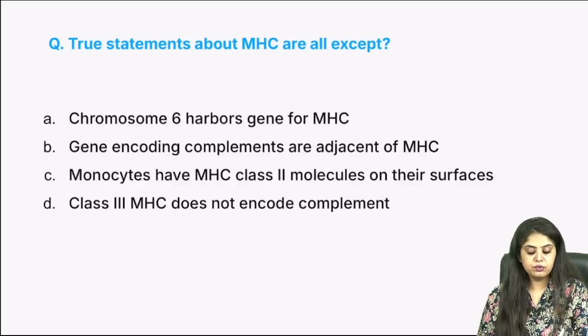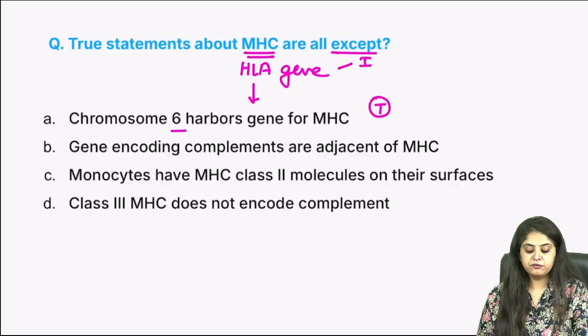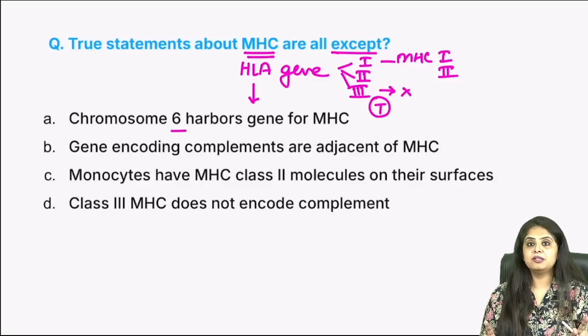They've asked you what is true regarding MHC. All are true except, and as I go through it, MHC is going to be made up by a gene that is known as the HLA gene, which is present on chromosome 6. So this is definitely going to be a true statement. Now this HLA gene is going to be of 3 types. HLA gene is of 3 types, but it is only HLA gene 1 and 2 which are going to make MHC 1 and 2. There is nothing known as MHC 3. HLA gene 3 does not make MHC 3 because MHC 3 does not exist in literature.